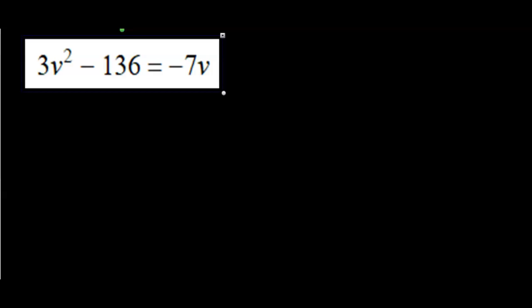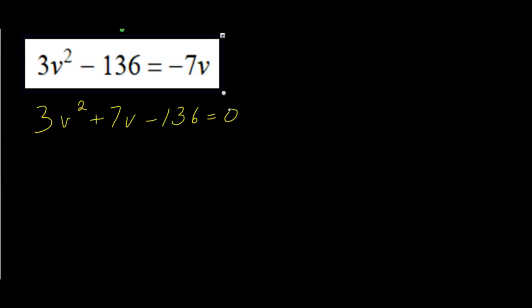So here are a couple examples. No matter what the variable is that you have here, you just treat it like it's an x. First thing you want to do is make sure that you put it in standard form. So what that means is you want to get everything on one side, set it equal to 0, and make sure that your exponents are in descending order. So I would just have to add this 7v to both sides. So I would end up with 3v squared plus 7v minus 136 equals 0.